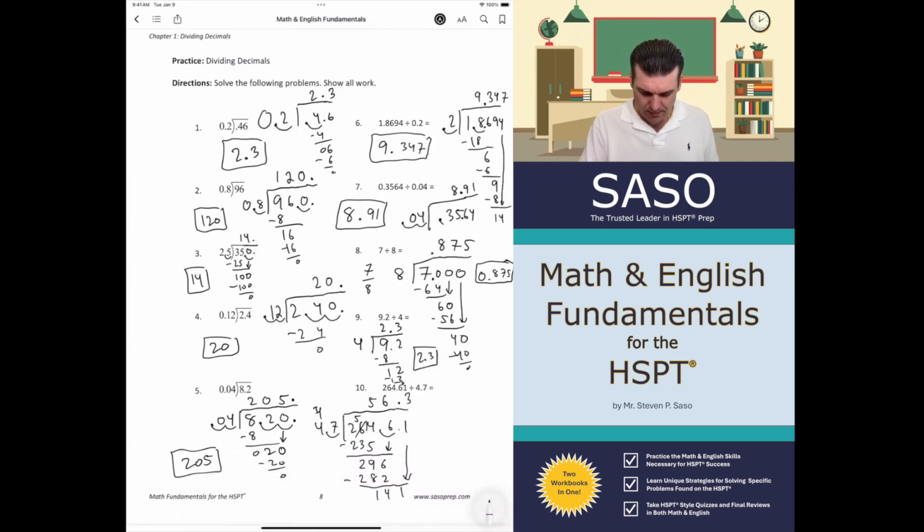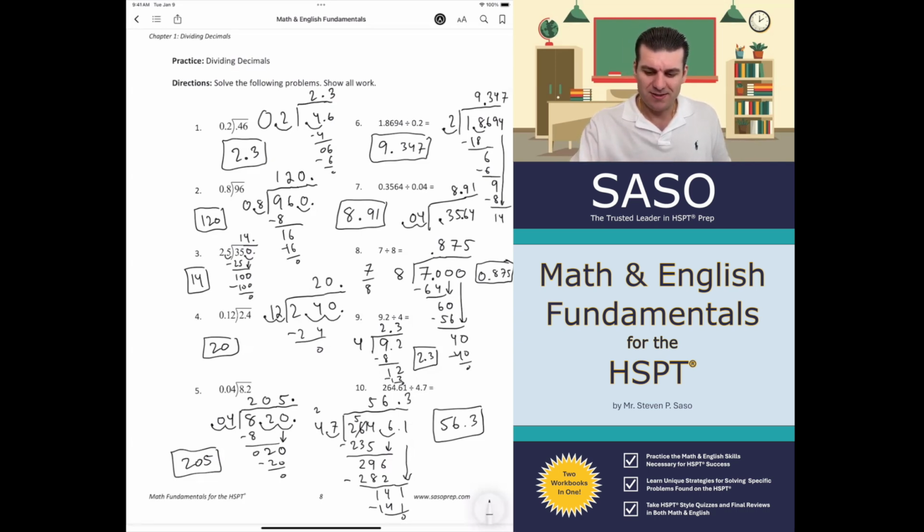Okay, 3 times, and let me erase this too so I don't get confused. All right, 3 times 7 is 21, carry the 2. 3 times 4 is 12, plus 2 is 14. So, yep, that gets us done. So, 56.3. Wowzers. That one was a challenging one. And I would say it's okay to go a little bit slower on these just to make sure you're doing everything right the first time.